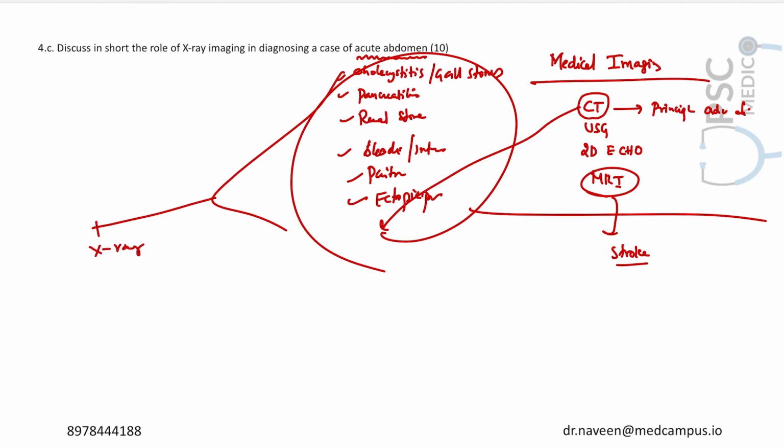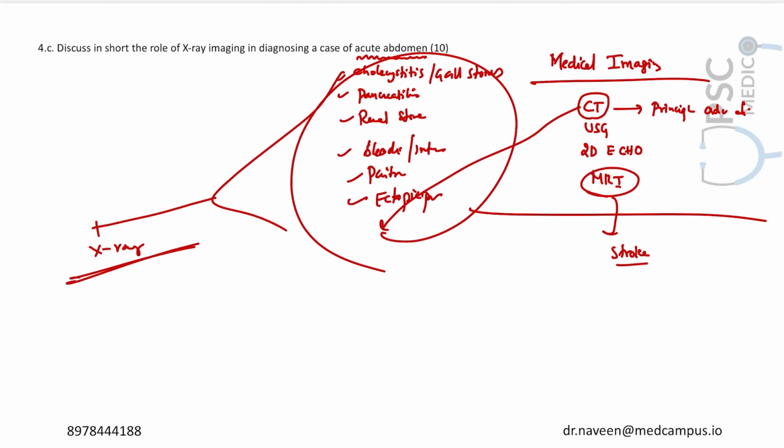So, what kind of X-ray imaging are we using in these kind of diseases? You have to think of that and you have to present it. What is the role of X-ray imaging in diagnosing a case of acute abdomen? When you do these things, you can diagnose these and see what kind of features and signs, that is in greater detail. But at least if you give an introduction like this, you will get 3 to 4 marks. For greater depth, I'll give you the model answer for this.